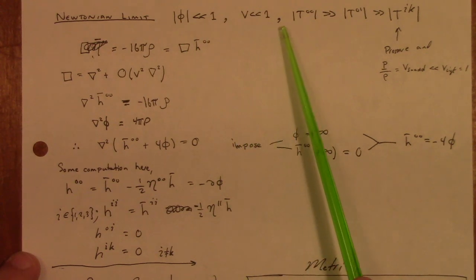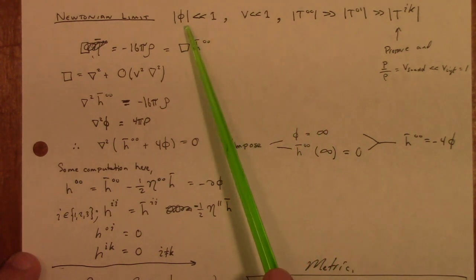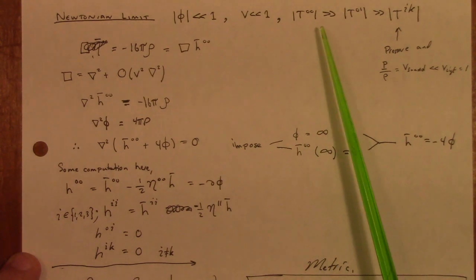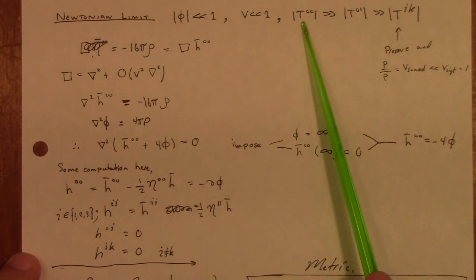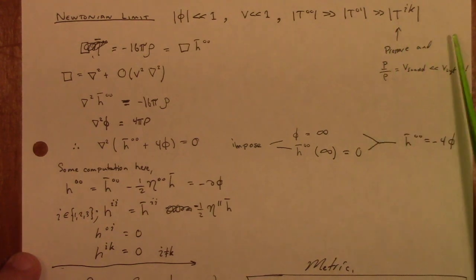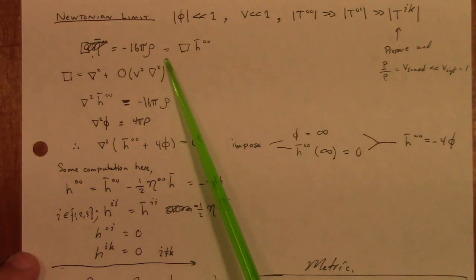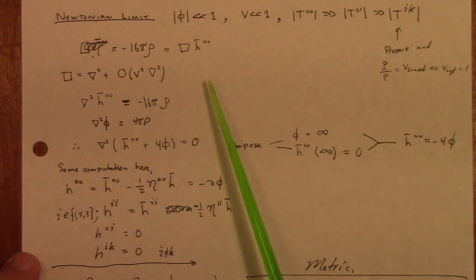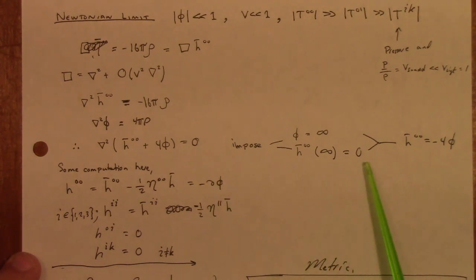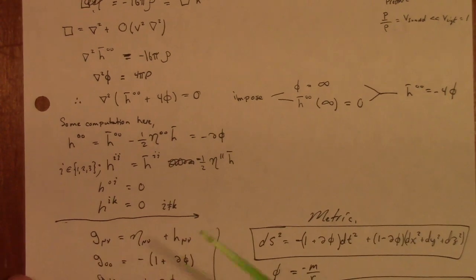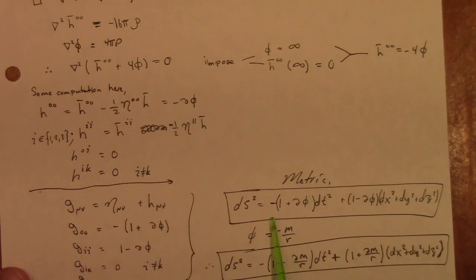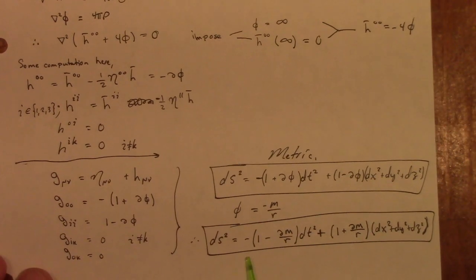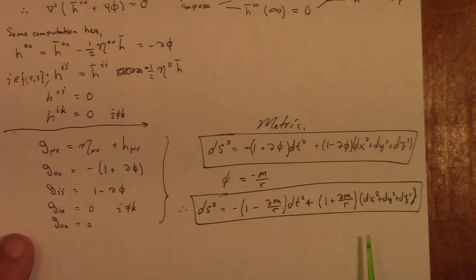So we have these, small speed, small potential. The rest mass is much larger than the other terms in the stress energy. You get this equation from, I think, Einstein's equation. And impose these conditions, some calculation. We get to this metric, and that metric, which you might recognize, right? That's the metric we had in Carroll.